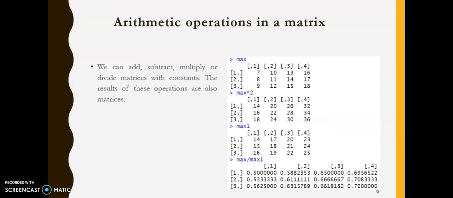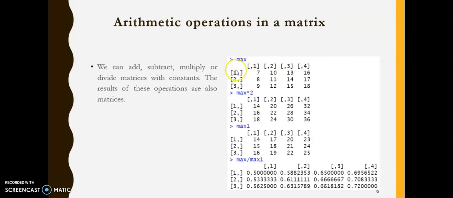Arithmetic operations in R and in a matrix follow an interesting logic. As you can read in this bullet, it says we can add, subtract, multiply, or divide matrices with constants. The result of this operation are also matrices. So it means that you have a matrix, you can add a fixed number to that. You can divide it by a fixed number. You can multiply it by a fixed number.